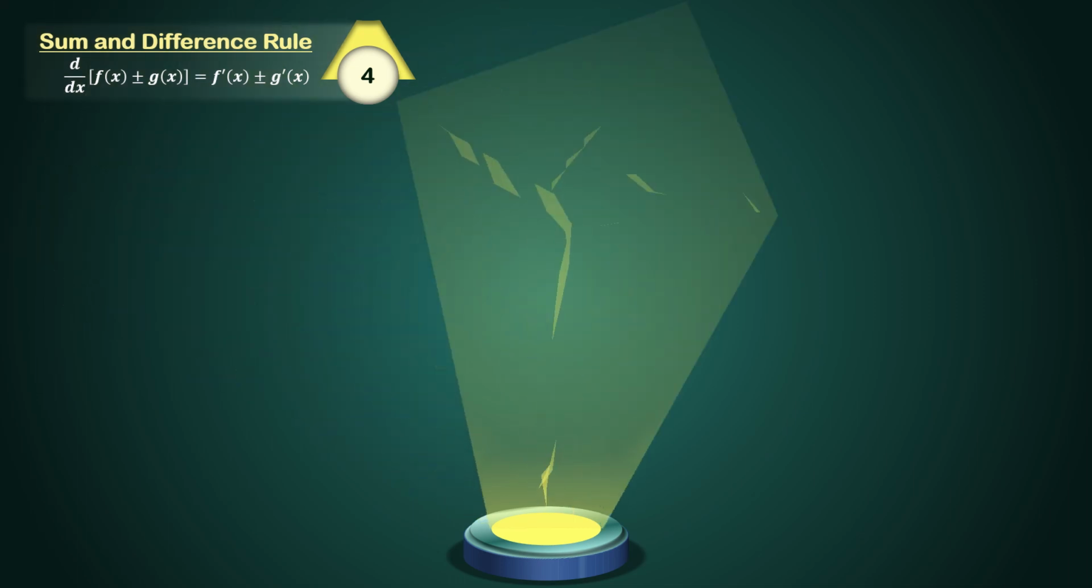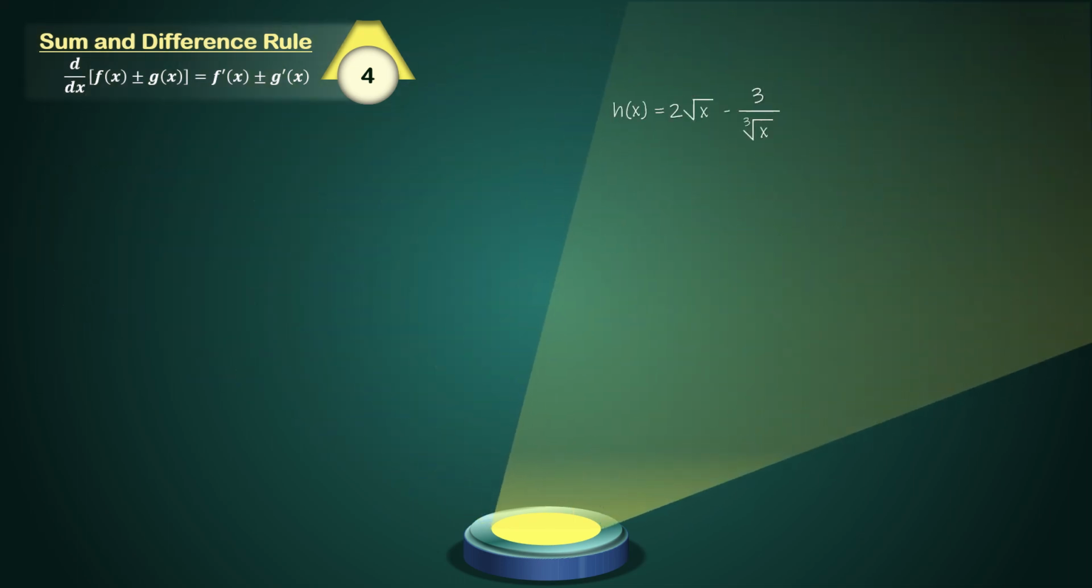Last example. What is the derivative of h of x equals 2 square root of x minus 3 over cube root of x? In this example, we can rewrite the radical terms as terms with fractional exponents. Square root of x can be written as x raised to 1/2, and cube root of x can be written as x raised to 1/3. Similar to the previous example, 3 over x raised to 1/3 can be written as 3x raised to negative 1/3. We can now take the derivative of the function.